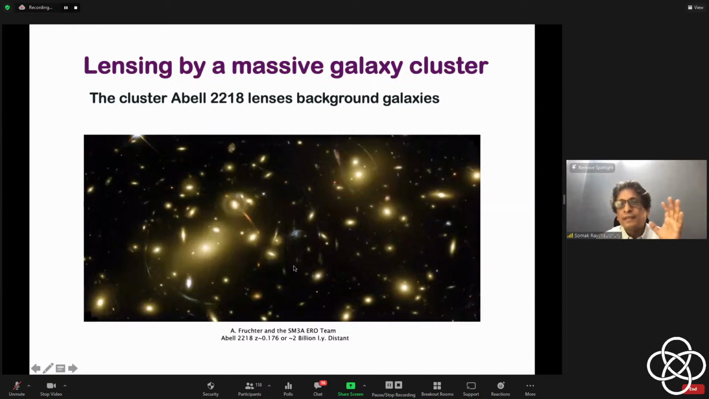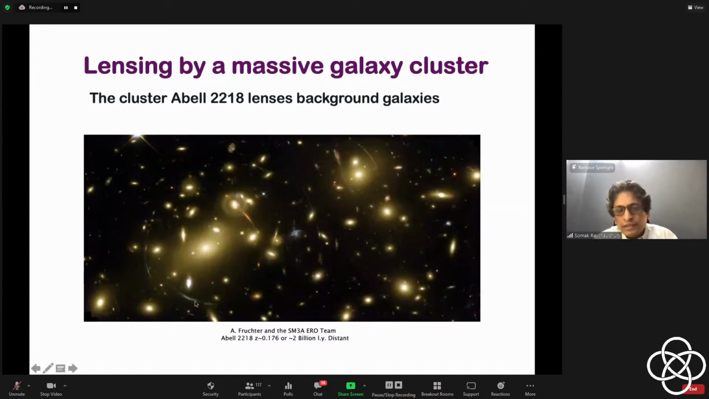But the images of these distorted galaxies that you're seeing are individually much, much further away. They may be at 0.5, 0.6, 0.8, and even further. So some of these galaxies are even at a redshift of 3 or 4, and they're very far away. And what you're doing is you're looking at very magnified and distorted images.